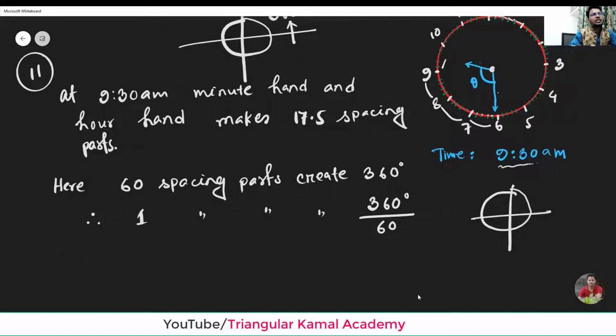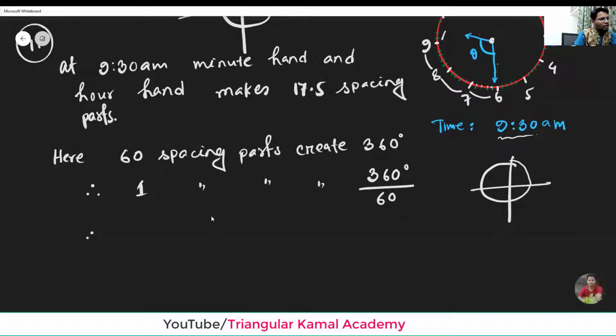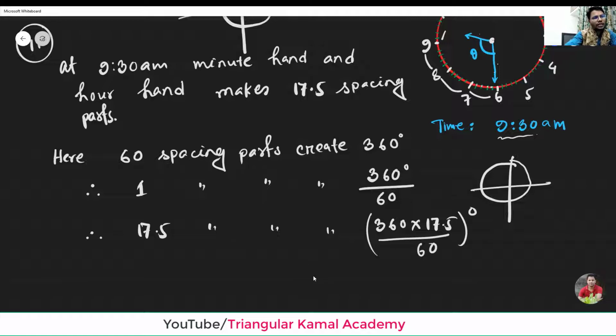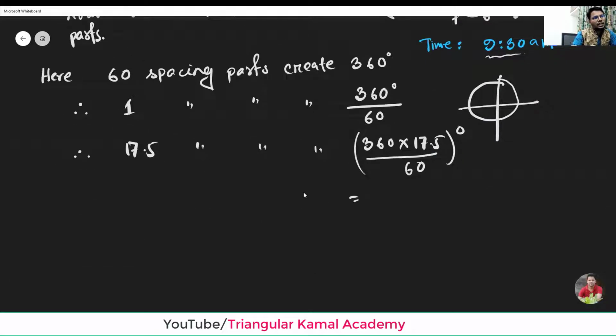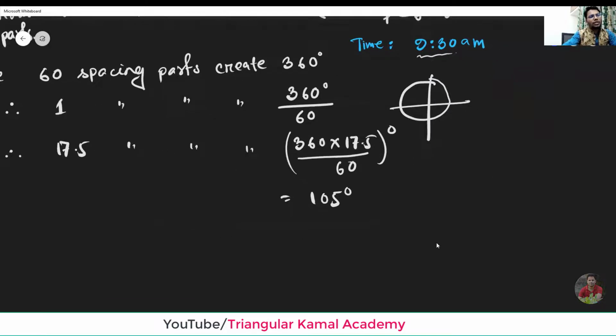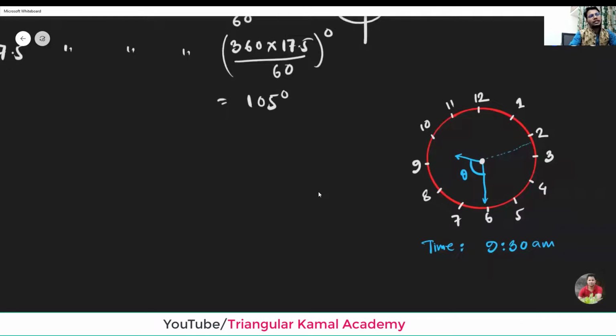So total 17.5 spacing part. So now 17.5 spacing part create 360 multiply 17.5 divided by 60 degree, and by using calculator you will get here 105 degree, which is the angle in between minute hand and hour hand at 9:30 a.m.